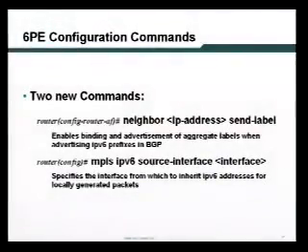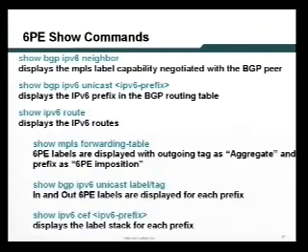Configuration. There are two commands that are relevant. Neighbor send-label, this is under BGP. So you advise the BGP process to send the aggregate labels. And you have a global configuration, which is MPLS IPv6 source-interface. It's explained down there.